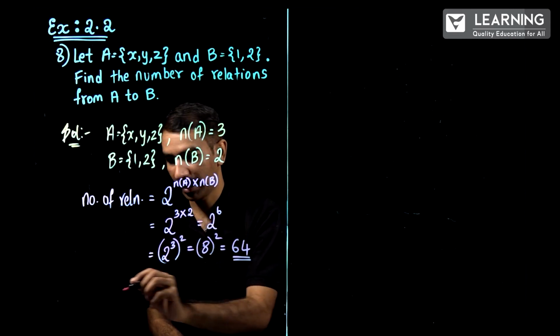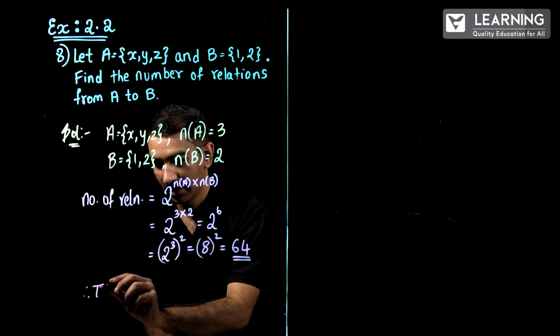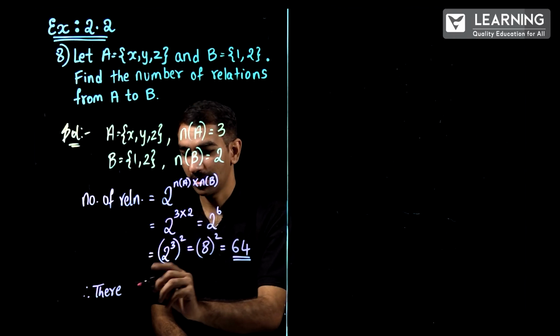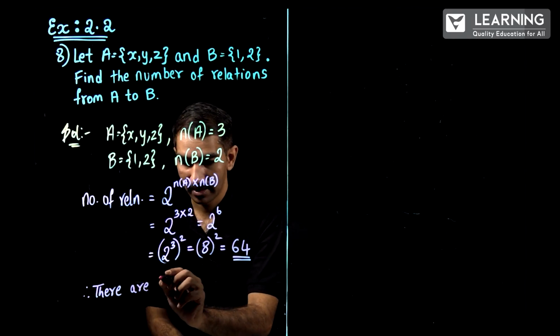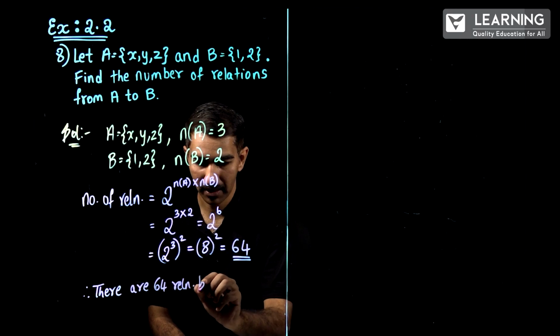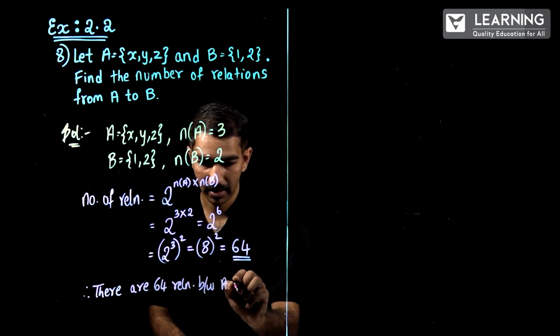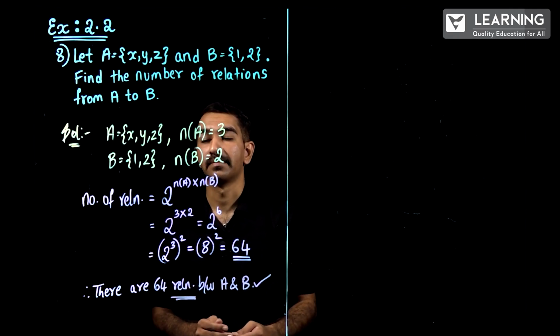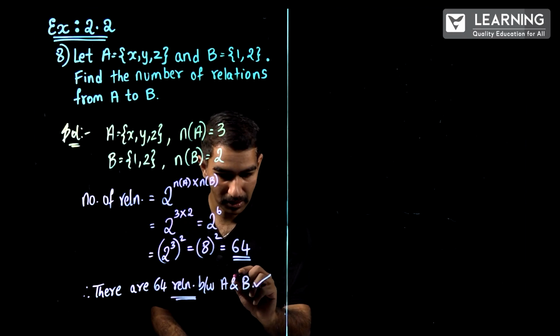So therefore, find the number of relations. There are 64 relations from A to B. So this will be your right answer. Not A and B, it is A to B, sorry. It is A to B, and this will be your right answer.